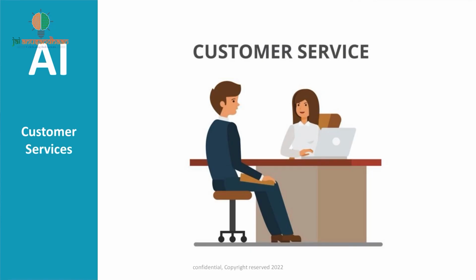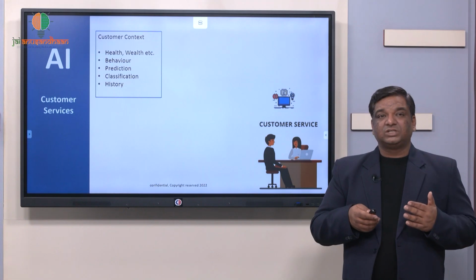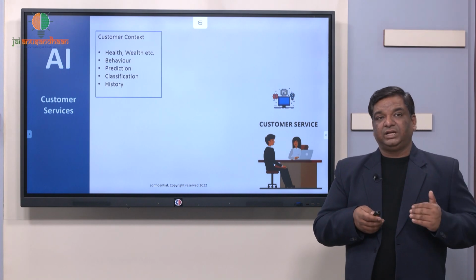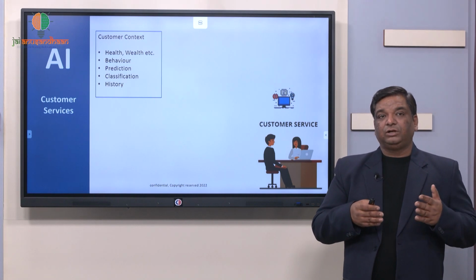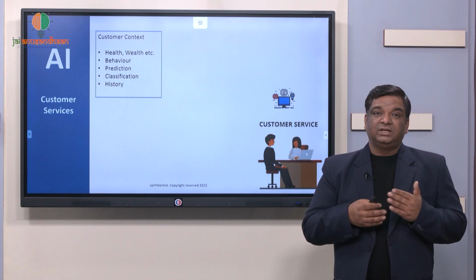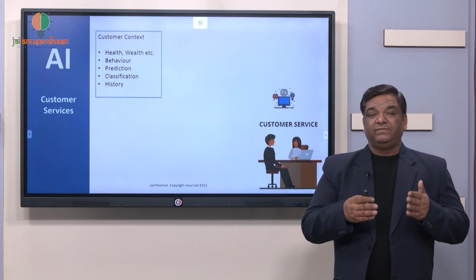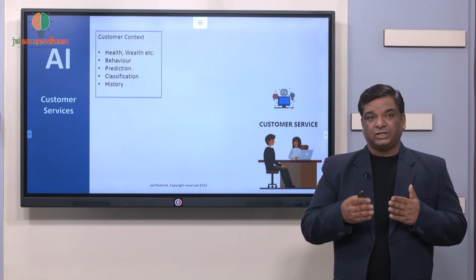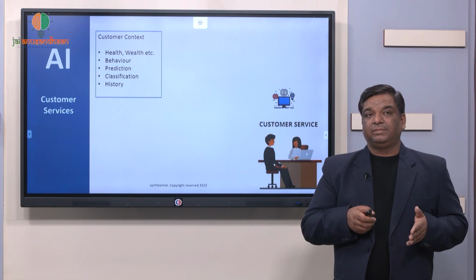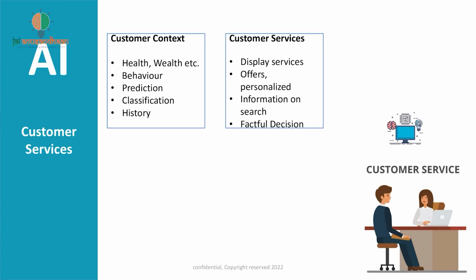Let's look at the different customer services. In this customer service, let's take an example of what data is considered for the prediction. In this interaction, we look at health, behavior, and things which are discussed with the person, and definitely privacy is a concern that has to be taken care of. In this case, we can look at the classification and the history pattern of my customer. What different services can be offered?